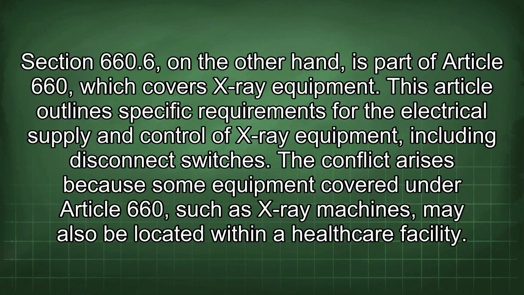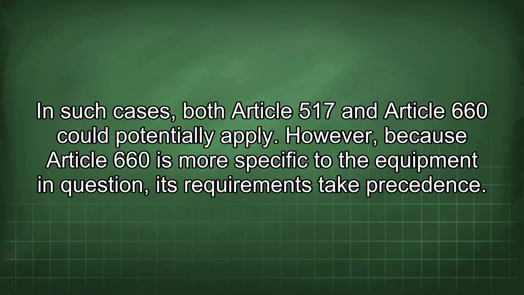The conflict arises because some equipment covered under Article 660, such as X-ray machines, may also be located within a healthcare facility. In such cases, both Article 517 and Article 660 could potentially apply. However, because Article 660 is more specific to the equipment in question, its requirements take precedence.